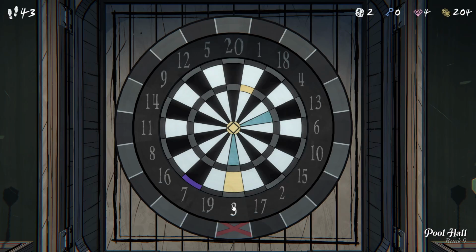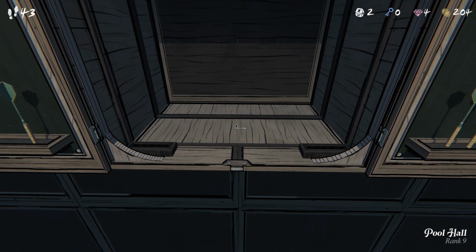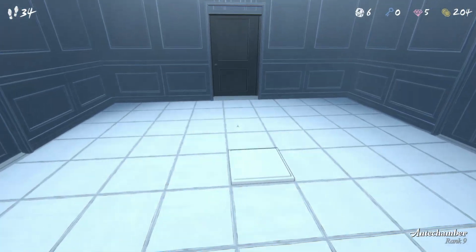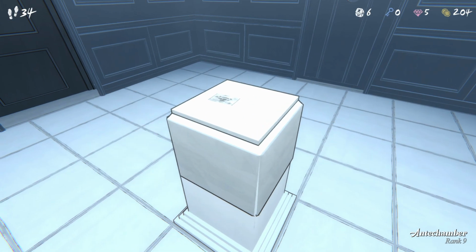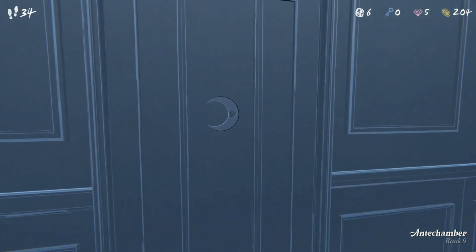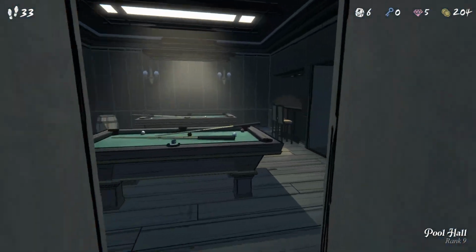That should be three. Okay, pretty simple. Okay, it's time for some experiments. Number one, I need this key. Number two, can't go that way. Number three, realize that you forgot to open the door.